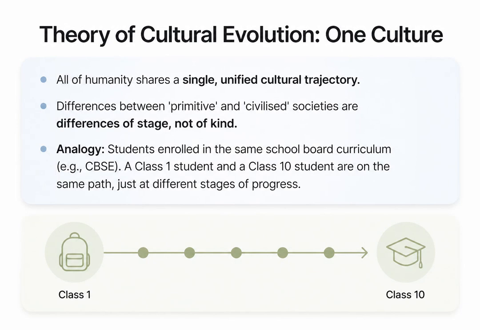With his methods established, Tylor outlined his grand theory of cultural evolution, which rests on three foundational assertions. The first is one culture. Tylor argued that all of humanity shares a single, unified cultural trajectory. The differences we see between tribal societies and European societies are not differences of kind, but differences of stage.